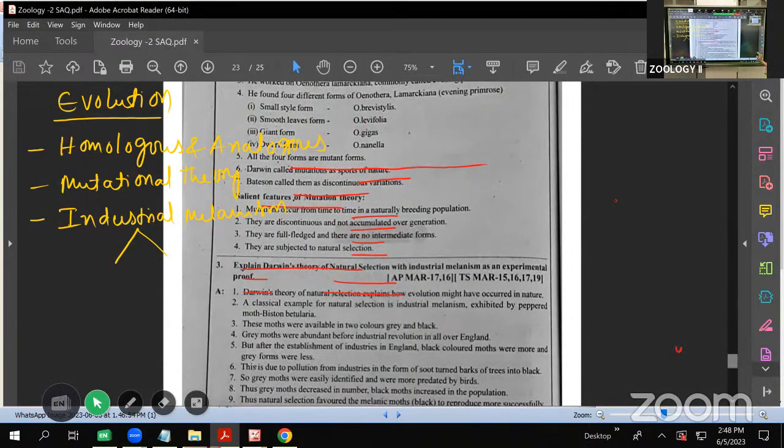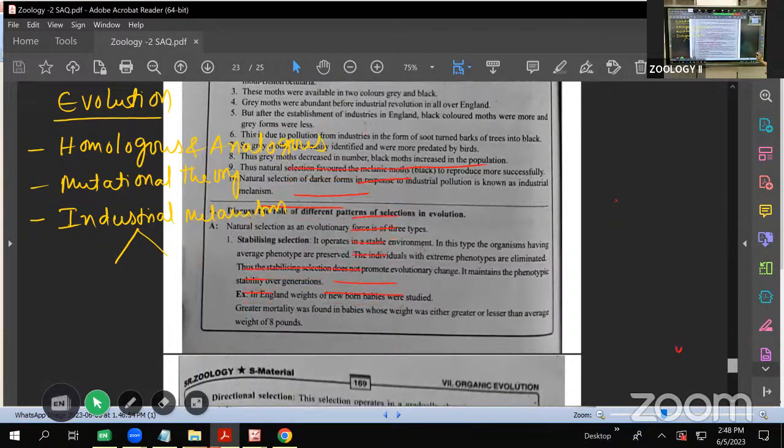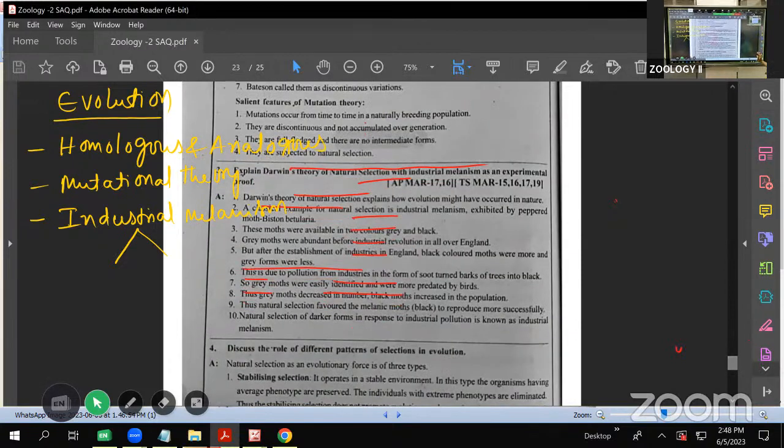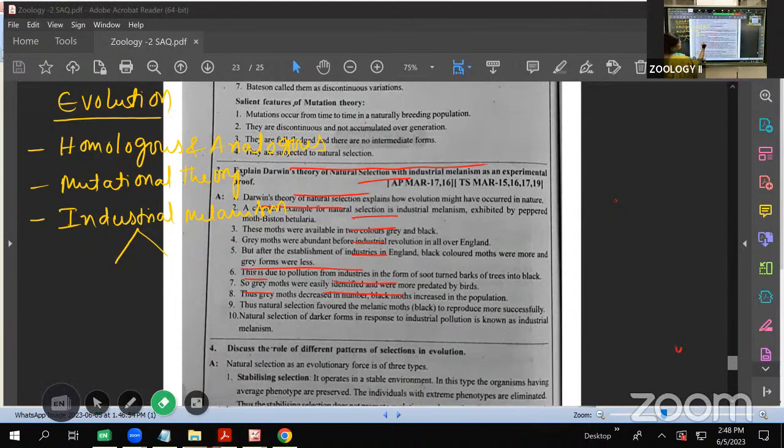See this one. Experimentally, this one is explained by Darwin. He observed the Biston bacteria, which is also called the pepper moth. The common name of this is the pepper moth.